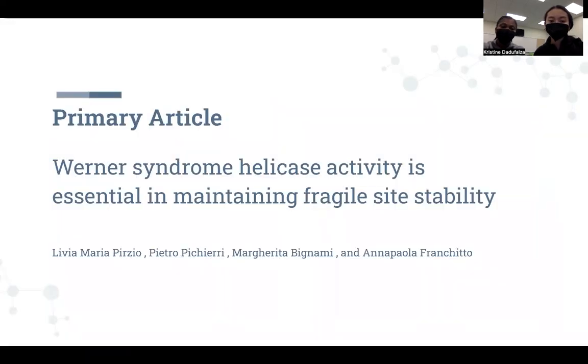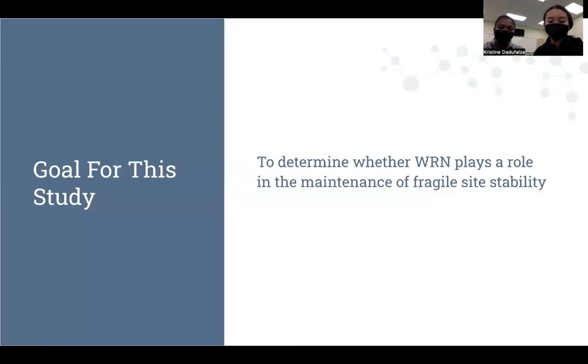For our primary article, we chose to read an article titled Werner Syndrome Helicase Activity is Essential in Maintaining Fragile Site Stability. Now, the main goal for this study was to determine whether WRN plays a role in the maintenance of fragile site stability.